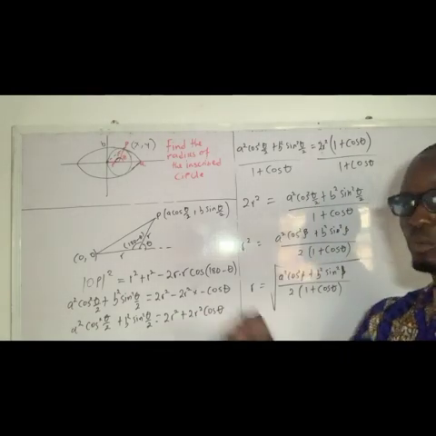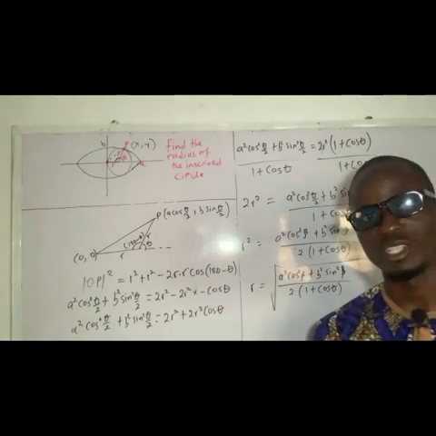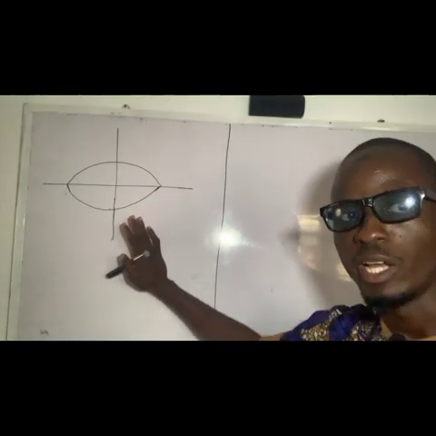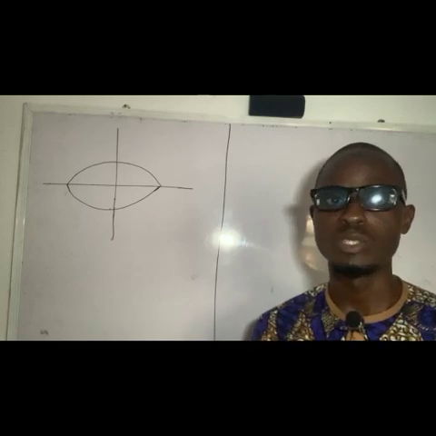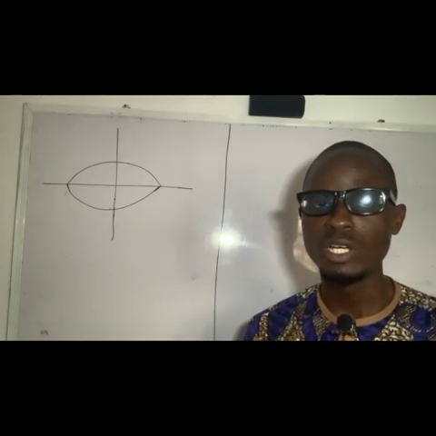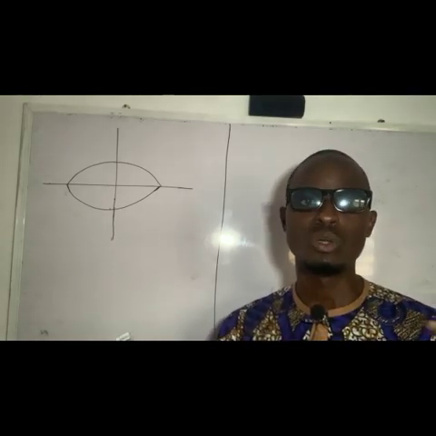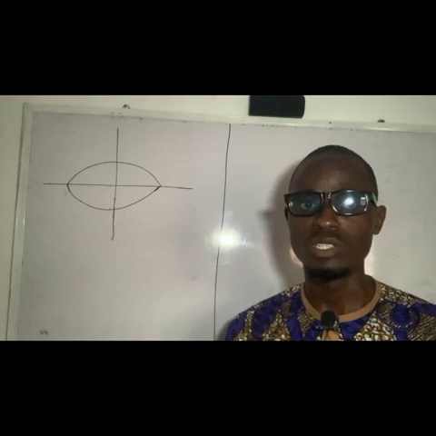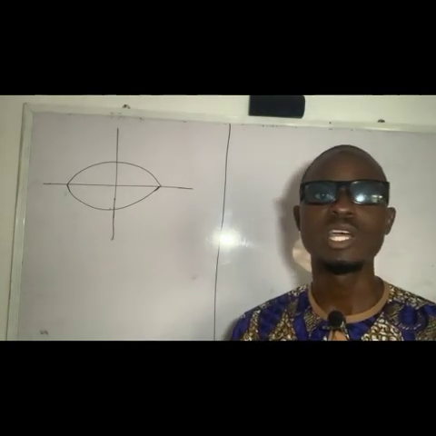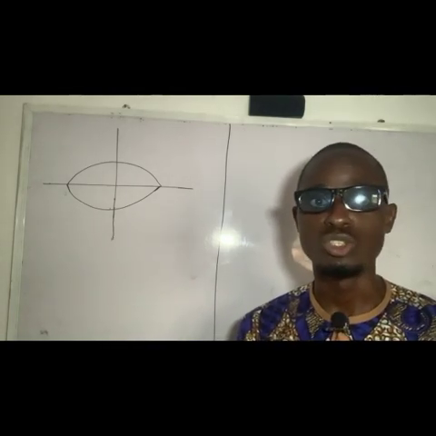So we move on to what an ellipse is. We continue with what an ellipse is. As I've said earlier, an ellipse is the locus of a point moving in a plane in such a way that the sum of its distances from two fixed points is constant. So what are the two fixed points and what are the parts of the ellipse you must know?